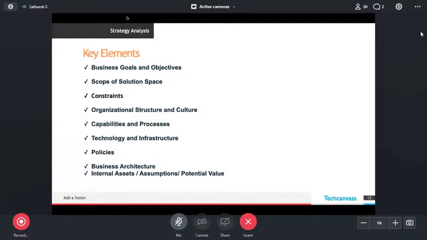In the same way, business goals and objectives come up with the short-term and long-term goals on how you are going to achieve the objective. And what is the scope of the solution space? The scope of the solution space in our example is the SAP CRM system. Like SAP, what is included? Account management, loan management, collateral management, DMAT, everything you will include.